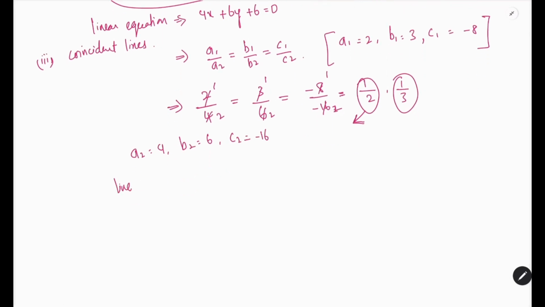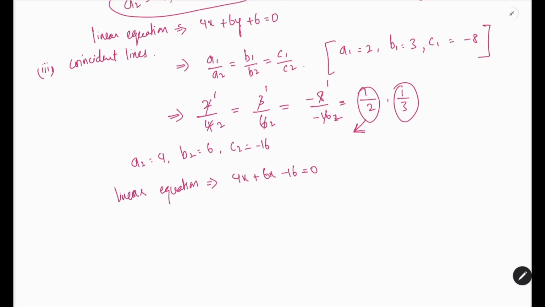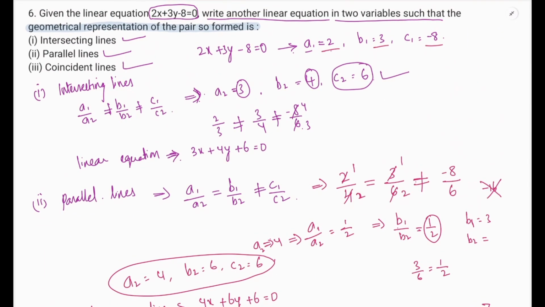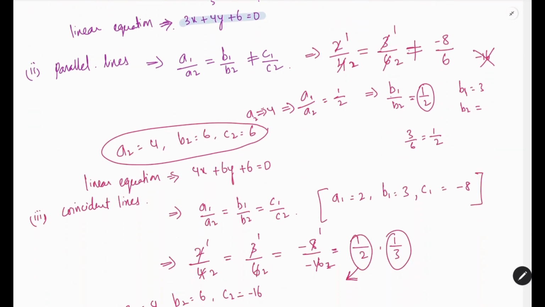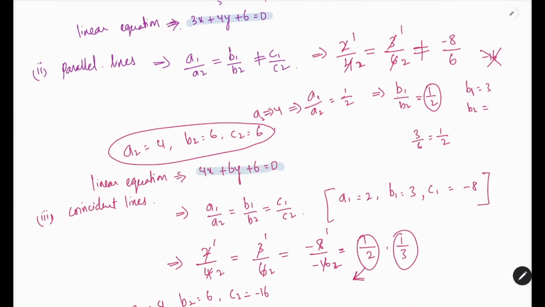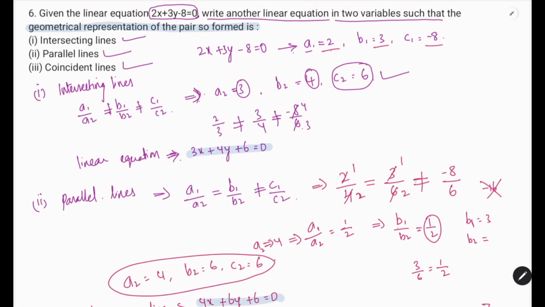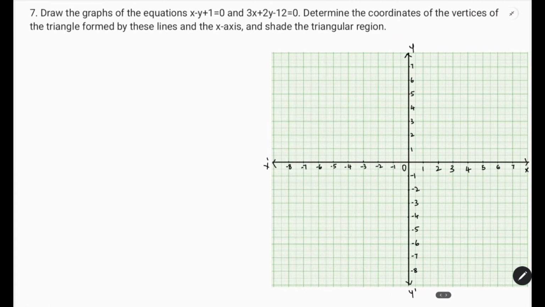So here the required linear equation is 4x plus 6x minus 16 equal to 0, so that these two equations can be coincident. Okay, see, for the first one this is the answer, for the second bit this is the answer, the third bit this is the answer.